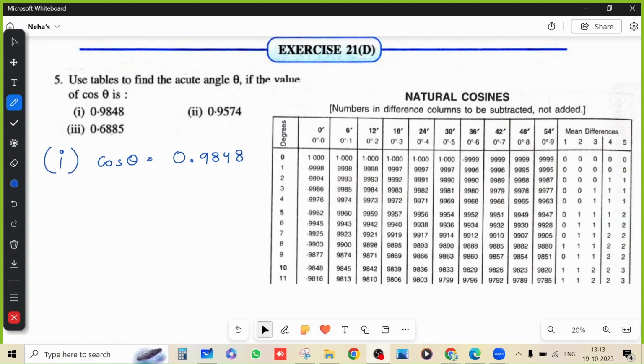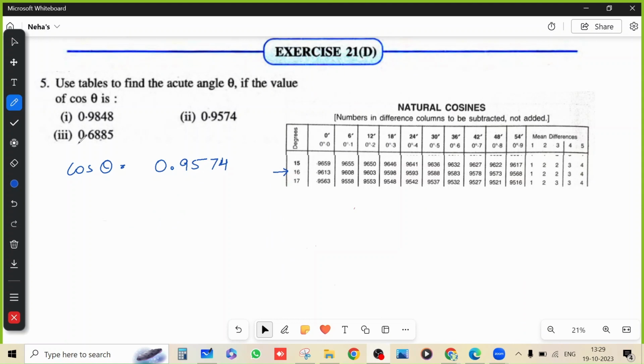Let's now begin with question number 5. The value of cos theta is given as 0.9848. Now we will refer to the table of natural cosines and look for the perfect match in the 0-minute column. If the perfect match is not given, then we are going to consider the value that is just lesser than this. So here you can see the value of 10 degrees is given as 0.9848, which is the perfect match. Therefore, cos theta given here is equal to cos 10 degree. Therefore, theta is equal to 10 degrees.